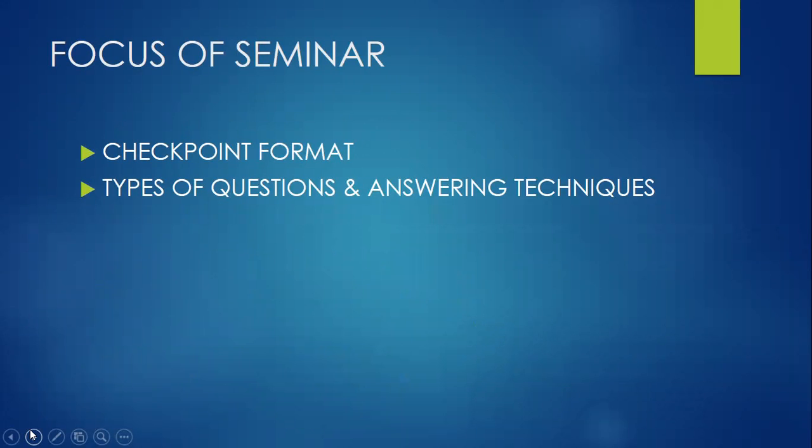The focus of this seminar, we will be focusing on the checkpoint examination format and also the type of questions and answering techniques.